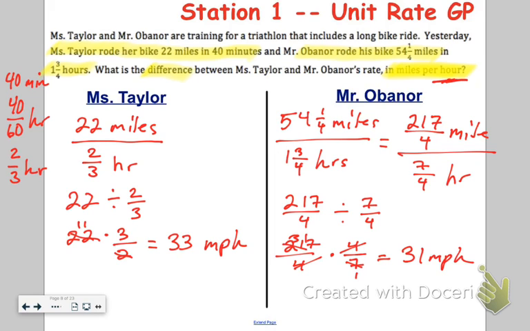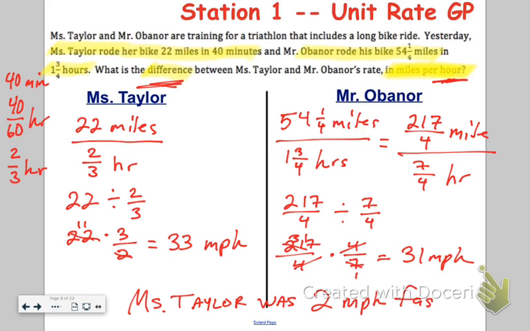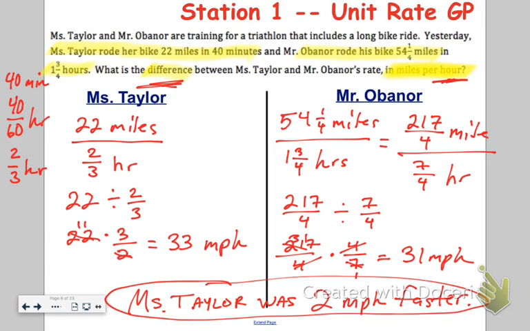Remember, the question here asked us to find the difference in miles per hour. So I'm not done yet. I have to answer the question. We know Miss Taylor went faster. Miss Taylor was 2 miles per hour faster. And that is a perfect problem.